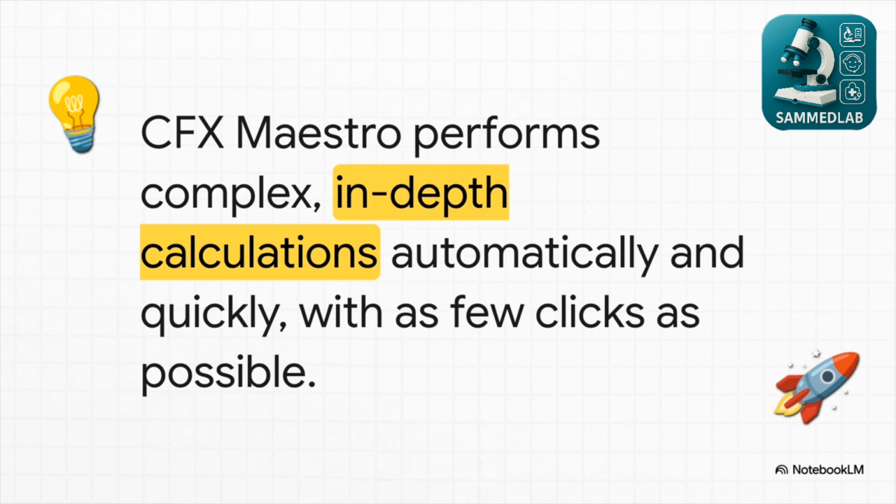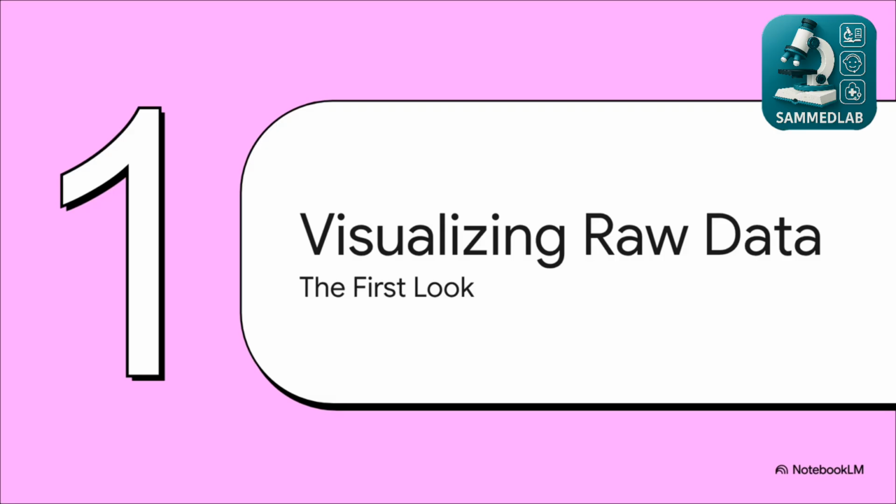The whole idea is simple. Let the software do the complex calculations automatically and quickly with just a few clicks, so you can spend your brain power on what the biology is actually telling you. Okay, so our first step is just to see what happened. We need to get a look at the raw data from each well during the run, and the software gives us a couple of really powerful ways to do that.